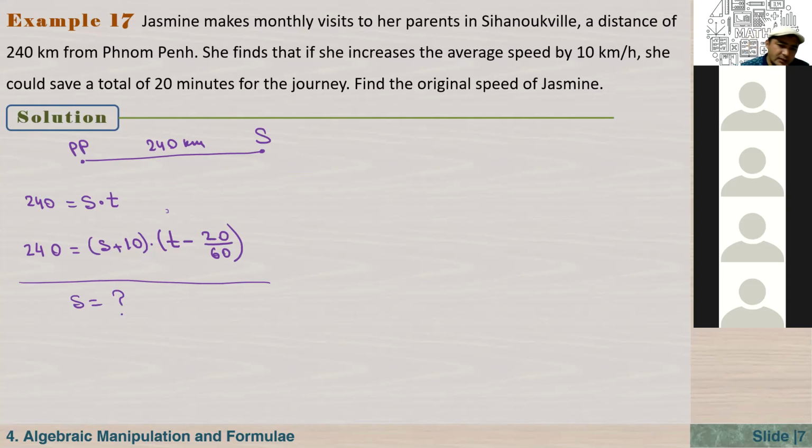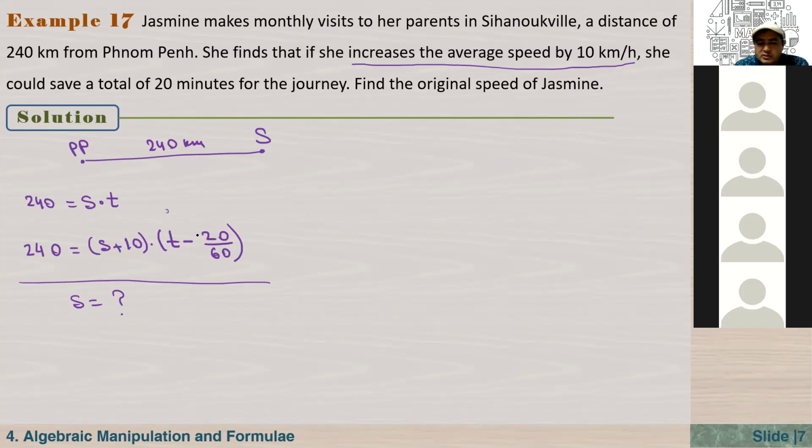Okay, let me continue. Yes, I have a question. Why did you write S plus 10 if 10 is the speed? Because here it says that she increases the average speed by 10 kilometers per hour. Oh, okay. I got it.